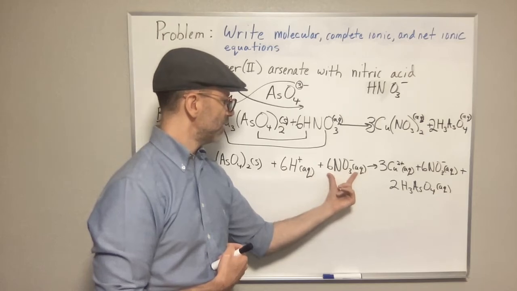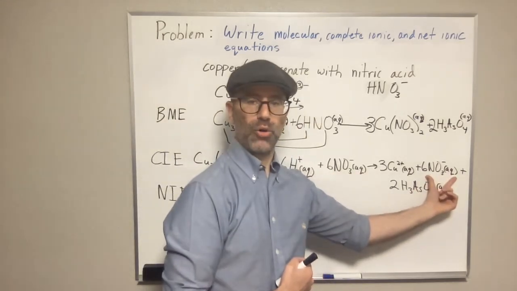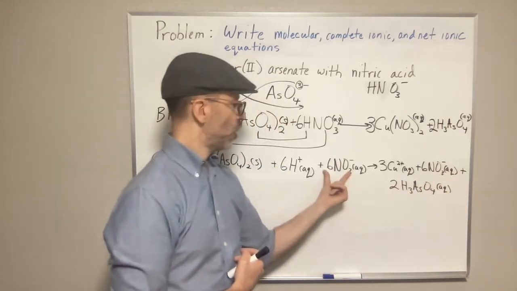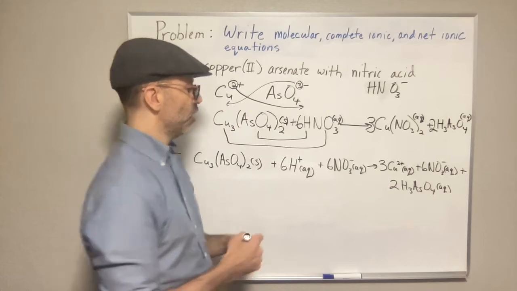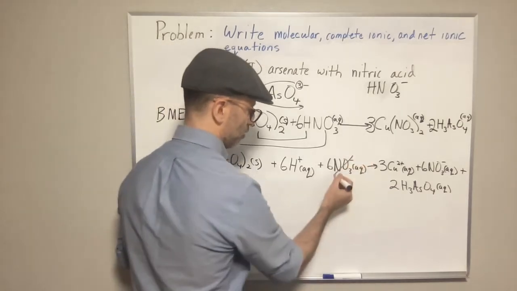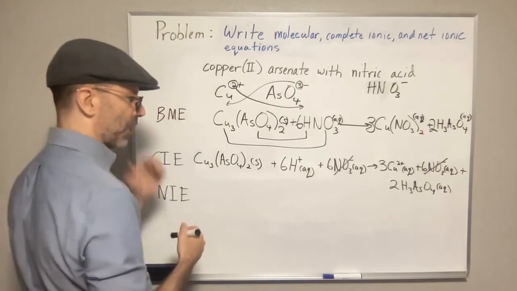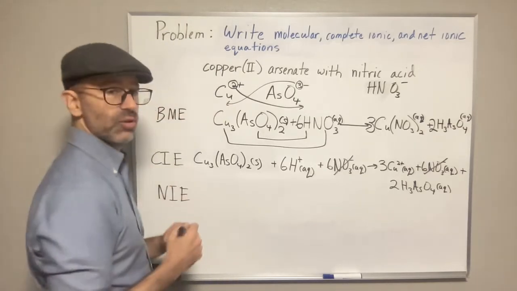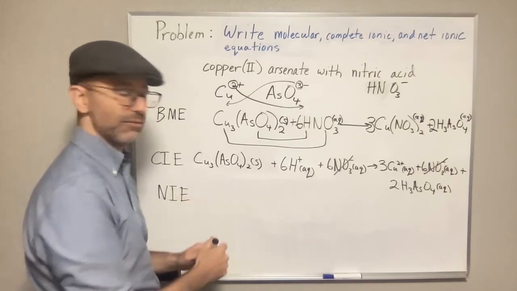And here we have 6 NO3 minus aqueous. And here we have 6 NO3 minus aqueous. So there is no change here. So that would be a polyatomic ion. So we can get rid of that. 6 NO3 minuses are gotten rid of. And that's it. So then for the net ionic equation, all we do is write what's left over.